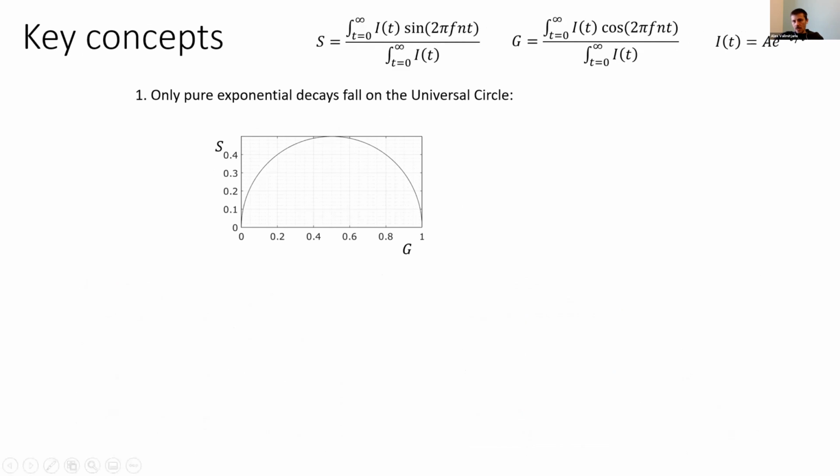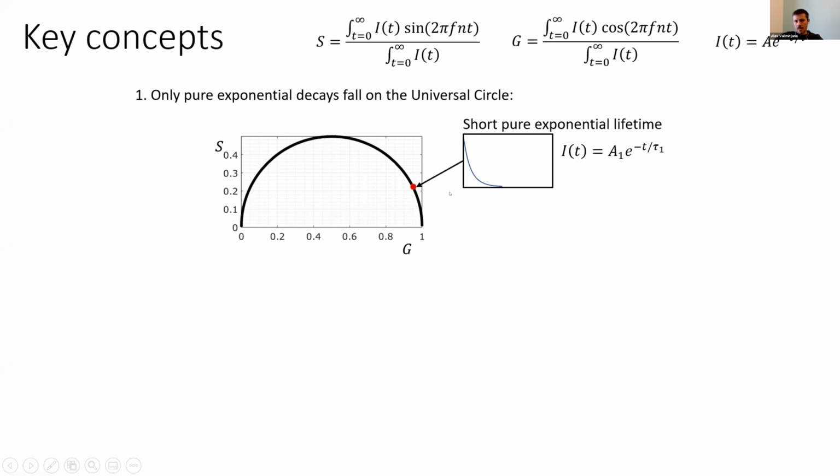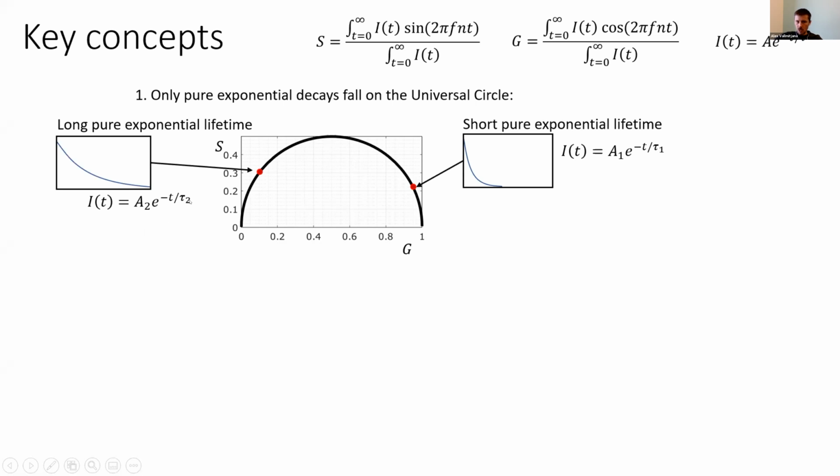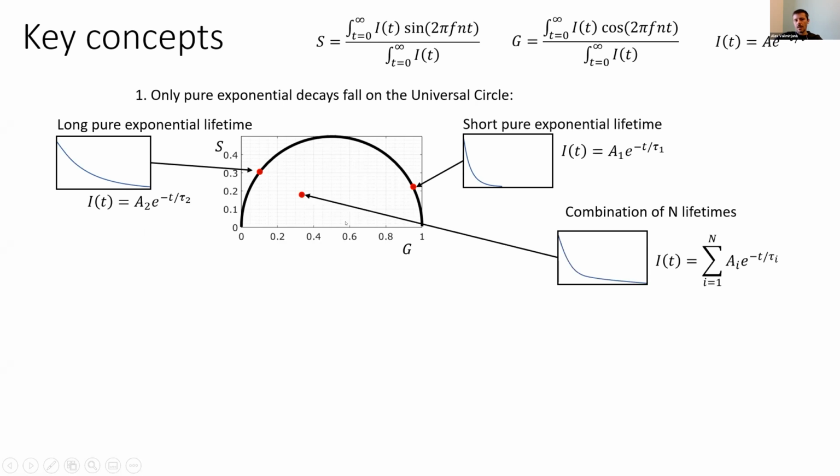You plug in this equation into these two and solve the integrals. What you find is this expression here, which is the expression of a circle in a 2D space. This is what we call a universal circle, which is telling you that any pure component, pure exponential, is always going to be on this circle. In fact, if it's a short lifetime, so if tau is small, you're going to be on the right side. If it's a high number, so a long pure exponential, you're going to be on the left side.